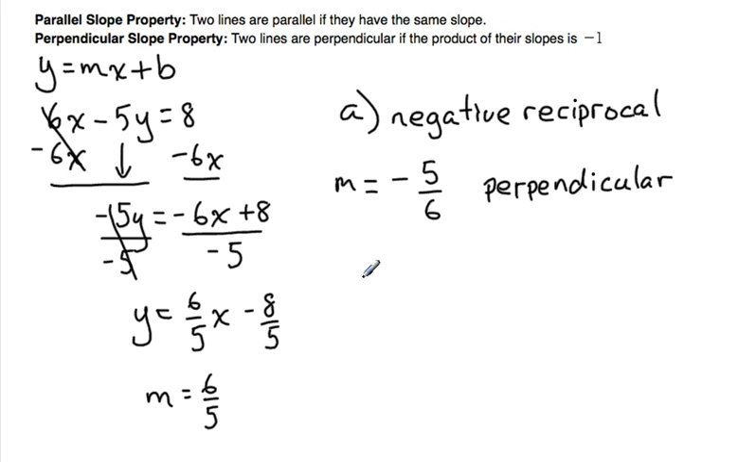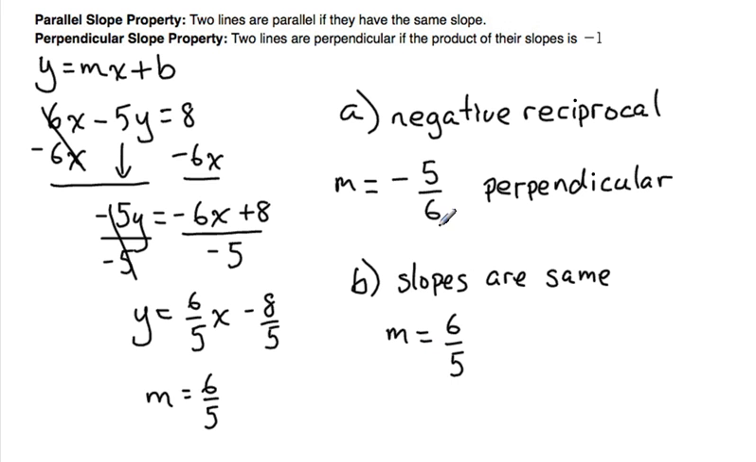perpendicular. Next up, we want the slope of a line that is parallel to y equals 6/5 x minus 8/5. And if the lines are parallel, then their slopes are the same. So our answer there would simply be +6/5, exactly the same thing that we got.